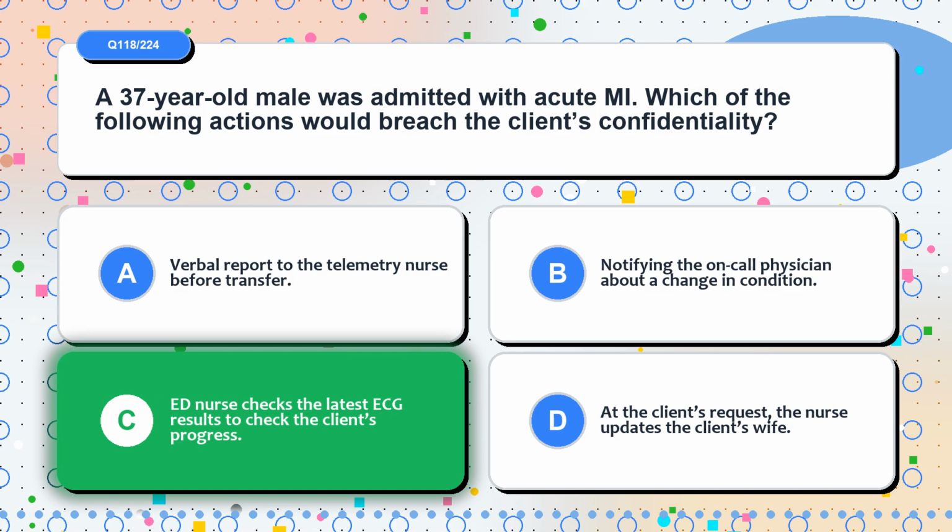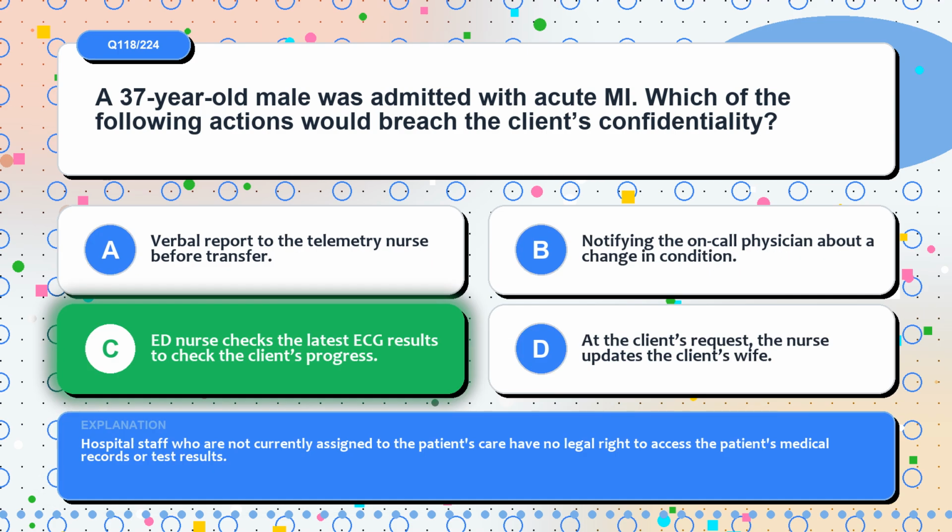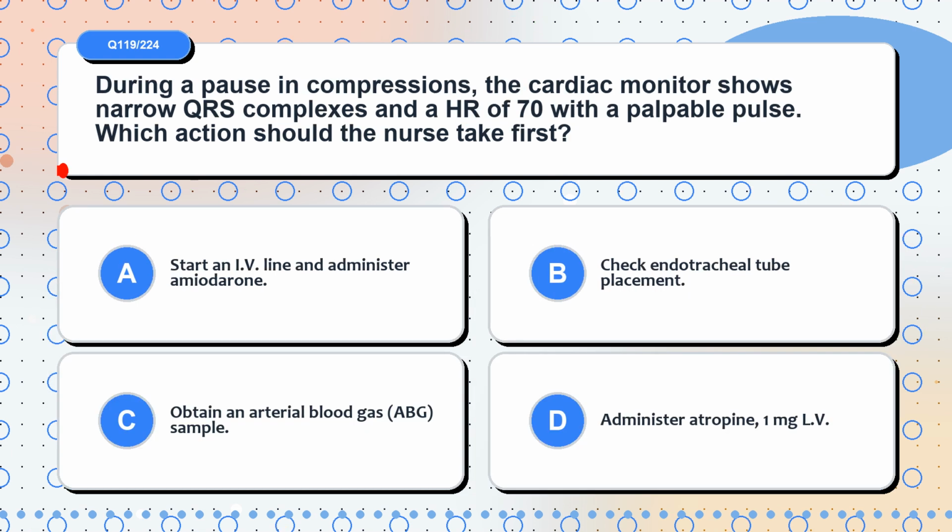The correct answer is option C. ED nurse checks the latest ECG results to check the client's progress. Hospital staff who are not currently assigned to the patient's care have no legal right to access the patient's medical records or test results.